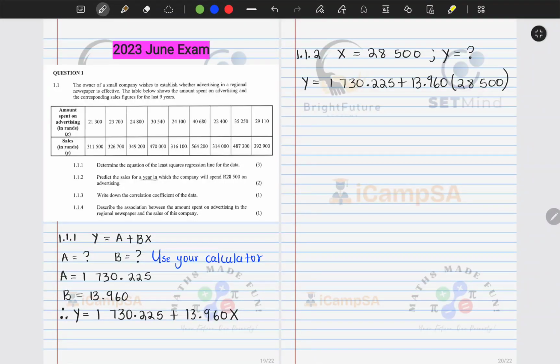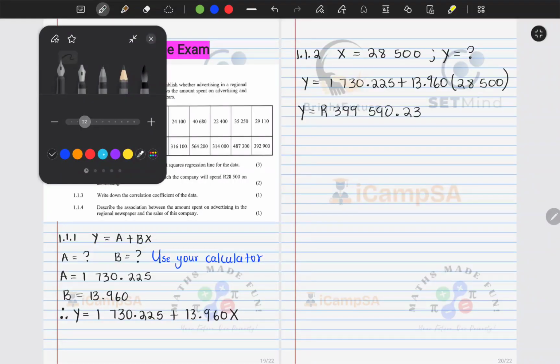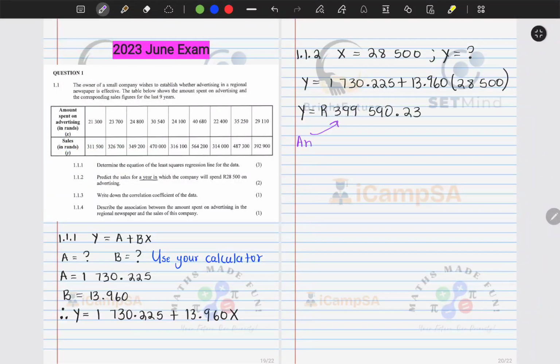We have 1,730.225 plus 13.96, and this will multiply 28,500. And the answer which we get is our Y becomes 399,590.23. Okay, we round it off, right? So that is the sales that we are going to close if we have that amount of budget. Okay, so that becomes our answer.